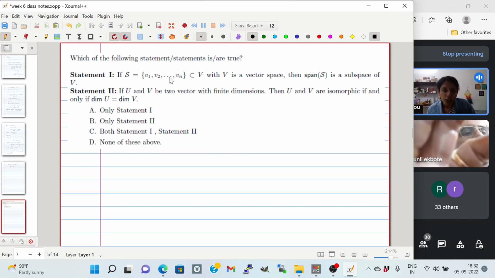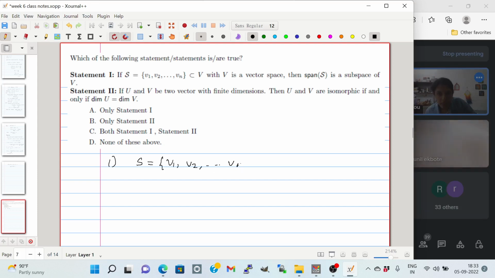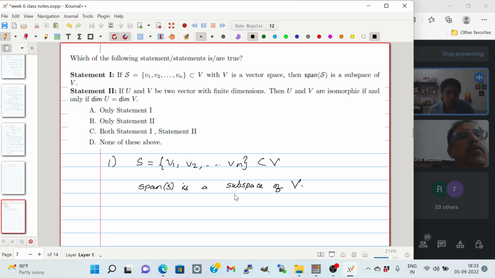Okay. So let's go to the next problem. Here we have been given 2 statements, and we need to check whether each is true or not. The first statement is: S is V1, V2, etc., Vn, a subset of V, where V is our vector space, and the question is whether span S is a subspace of V or not. So what do you think, is span S a subspace of V or not?